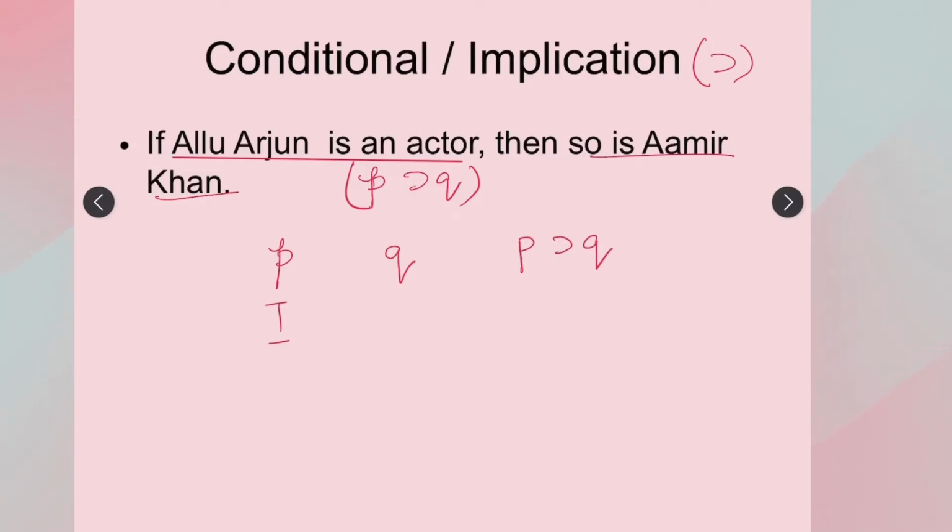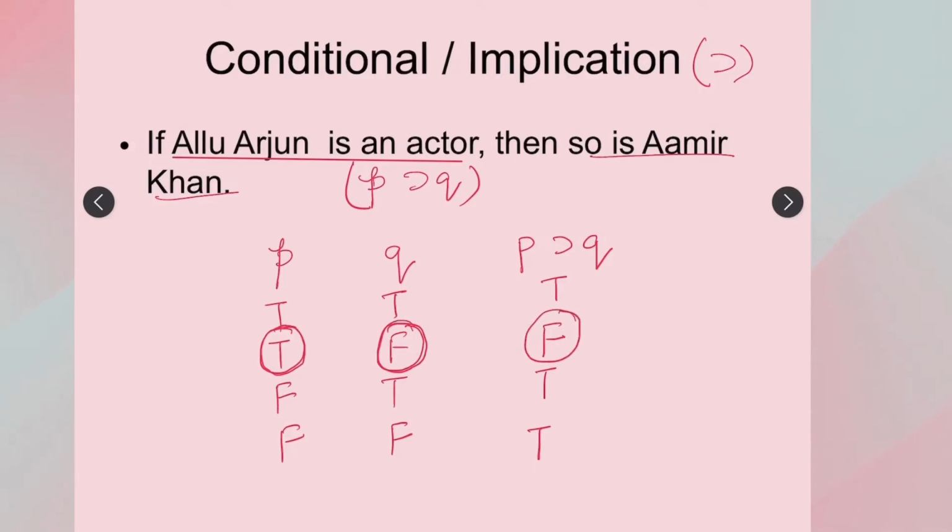So again the same thing, T T F F, and then we have T F T F. So in this case, when the antecedent is true and the consequent is false, it will be false. The other conditions will be true. Only in one condition, when the antecedent is true and the consequent is false, only in that case it will be false. In the other conditions it will be true.